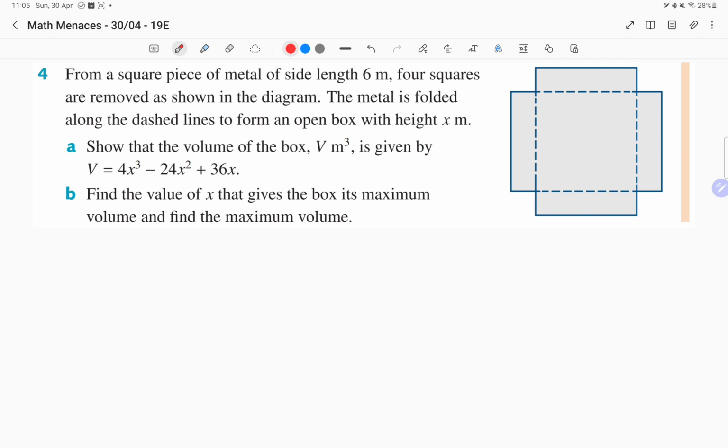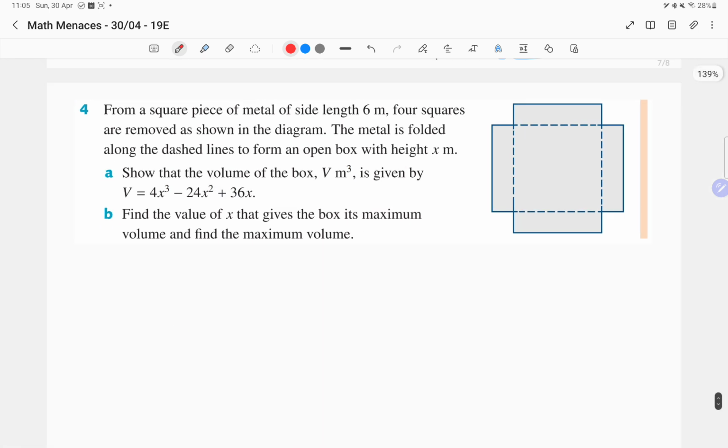In this question, I'm just going to work through it in the exact order. So A first, then B, because you should know how to do A now. It's very similar to the other one. I don't know if I've done this right. We'll see.